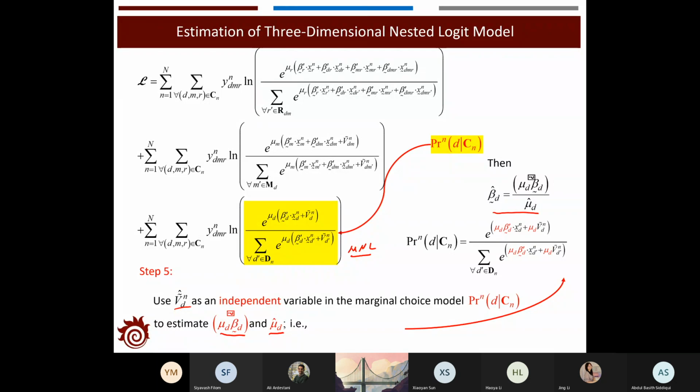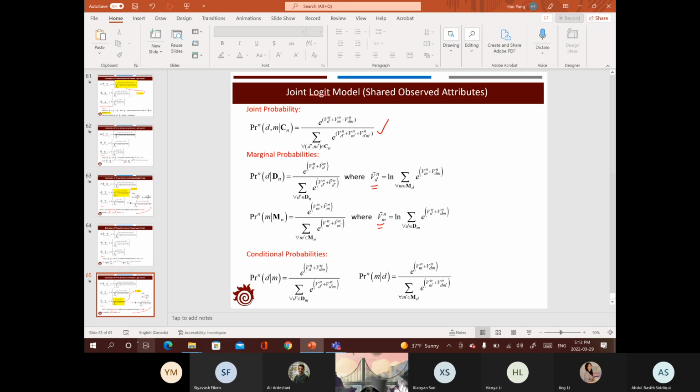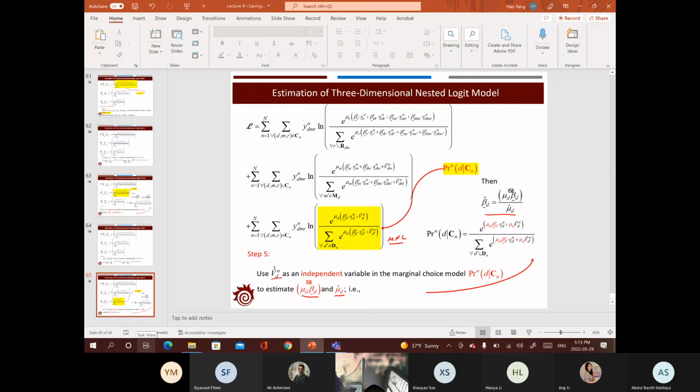If we have further dimensions, we repeat this process until you finish the calibration of all the coefficients in the log likelihood function. So with that, I think I finished the introduction about the log likelihood function. And now the next logit model with the calibration from the log likelihood function. Do you have any questions about that?